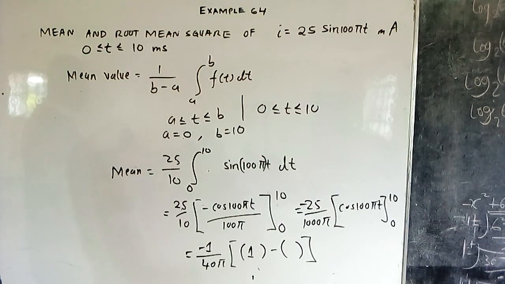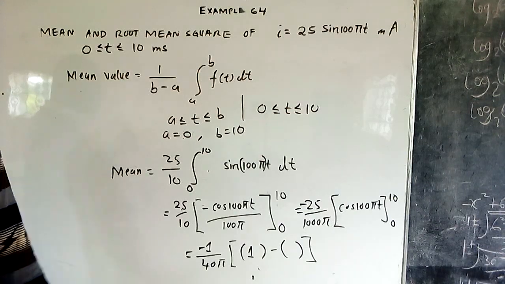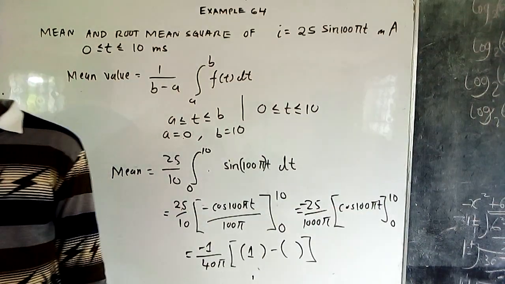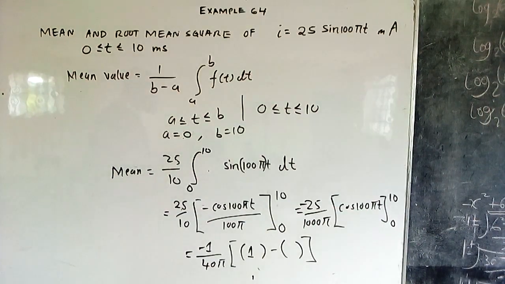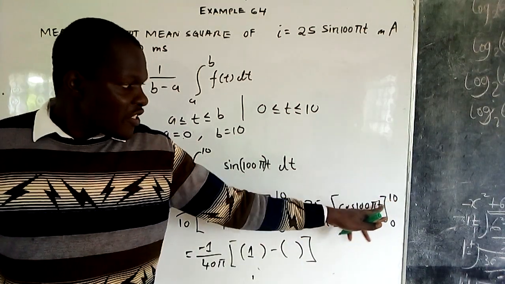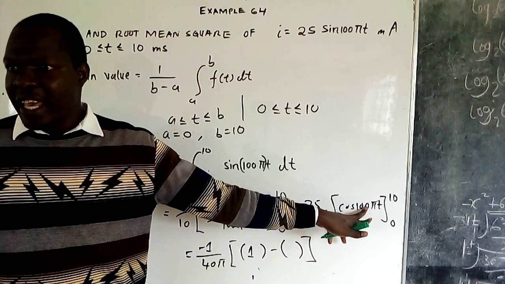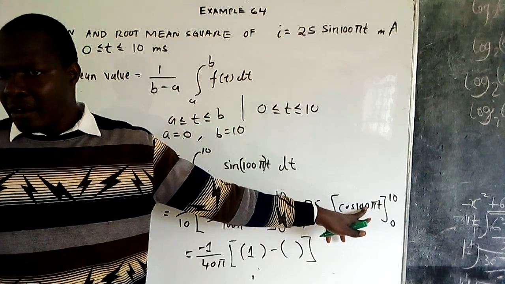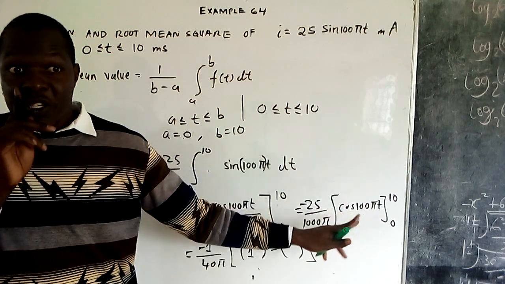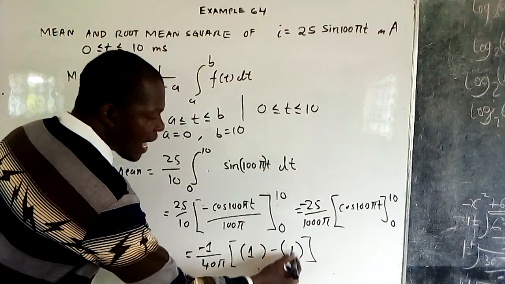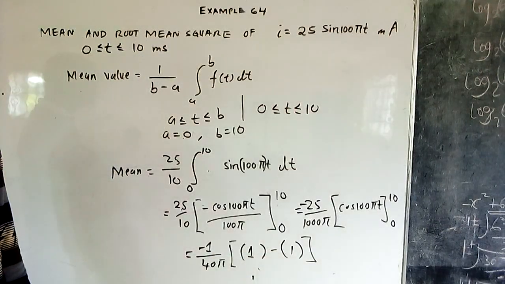Cos 0 is 1. Then there's a problem. What is cos 1000 pi? See, when t is 10, 10 times 100 pi is 1000 pi. What is cos 1000 pi? 1, positive 1. Then what is cos 0? Also 1.